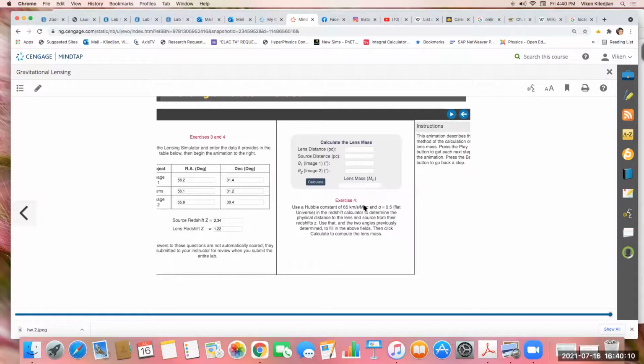Oh, here it tells you which Hubble constant to use. 65, and Q is 0.5, flat universe in the redshift calculator. Use a Hubble constant of 65 and Q of 0.5 for the flat universe in the redshift calculator to determine the physical distance to the lens and source from the redshift. Use that and the two angles previously determined to fill in the above fields, then click calculate to compute the lens mass.